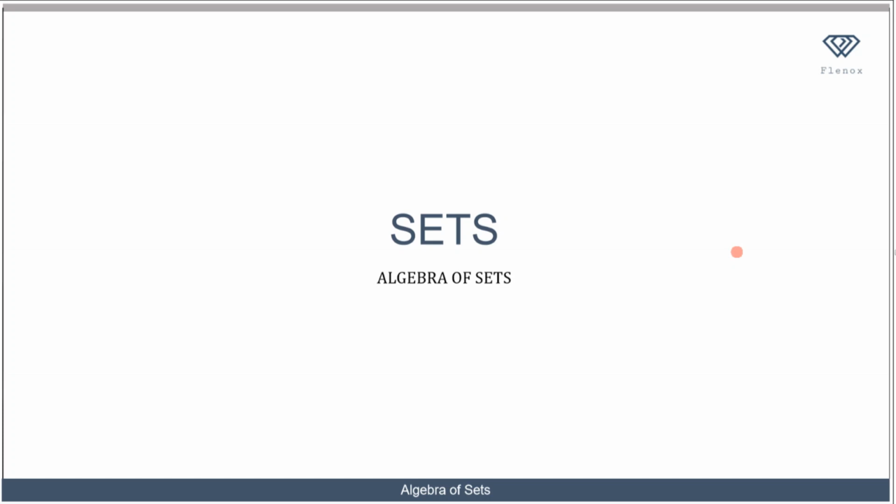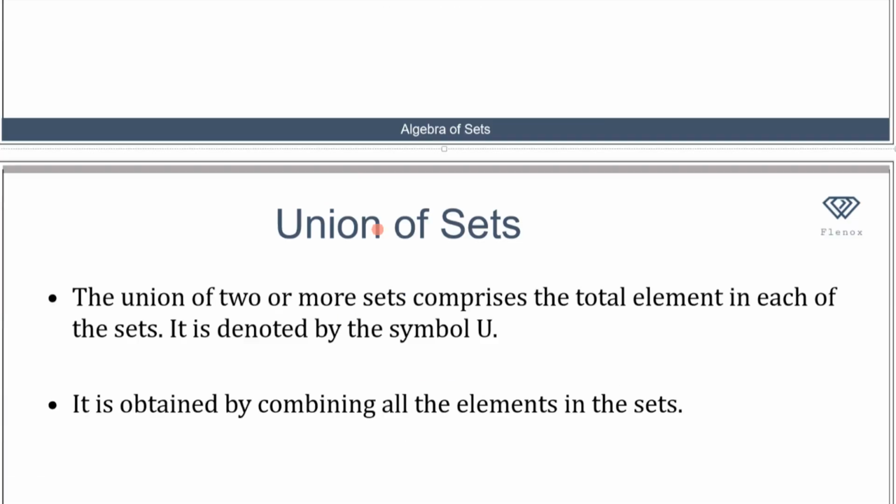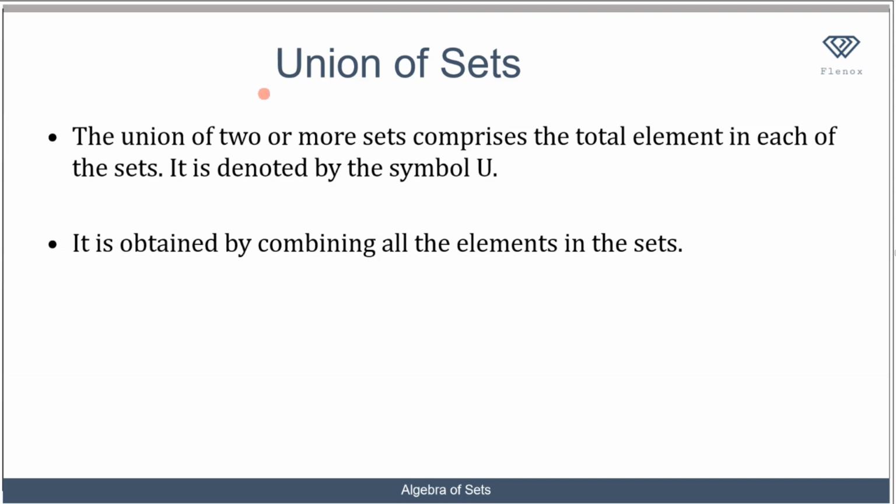Now we'll be looking at algebra of sets, and when we say algebra, what comes to mind is mathematical operations like addition, subtraction, and so on. So how do we carry out this kind of operations with regards to sets? Basically we are going to be talking about the concept of union and intersection of sets. So let's get started. What is the union of sets?